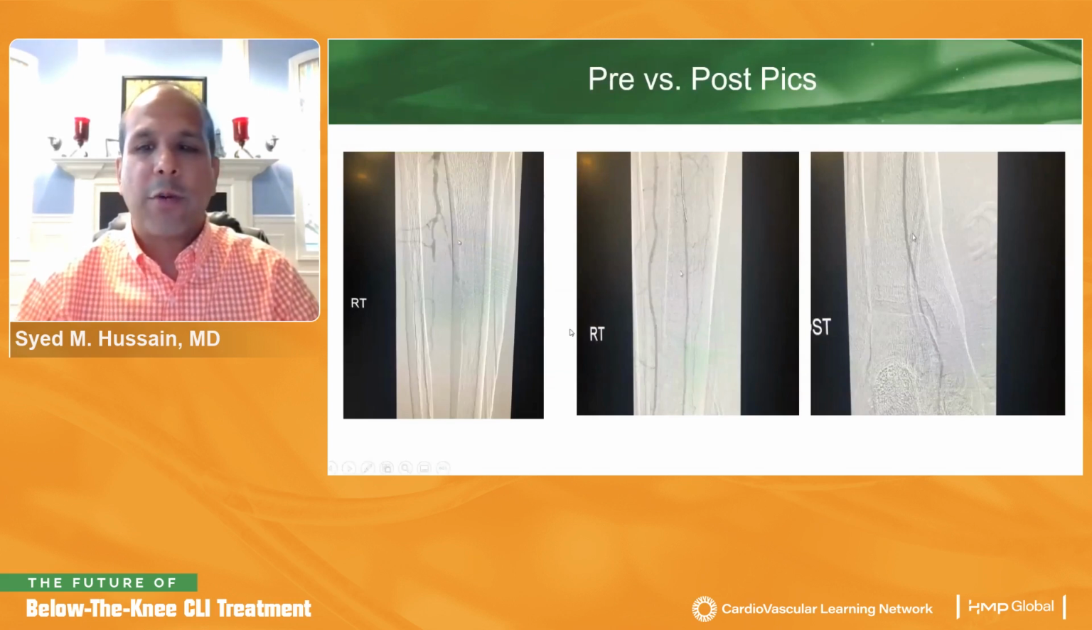So these were the pictures after we were finished. This is the pre-picture, the first one. The one in the middle is right after we intervened, and you can see we have a nice patent peroneal and posterior tibial blood vessel. And then this is down by the ankle. You have a nice patent posterior tibial blood vessel into the foot.